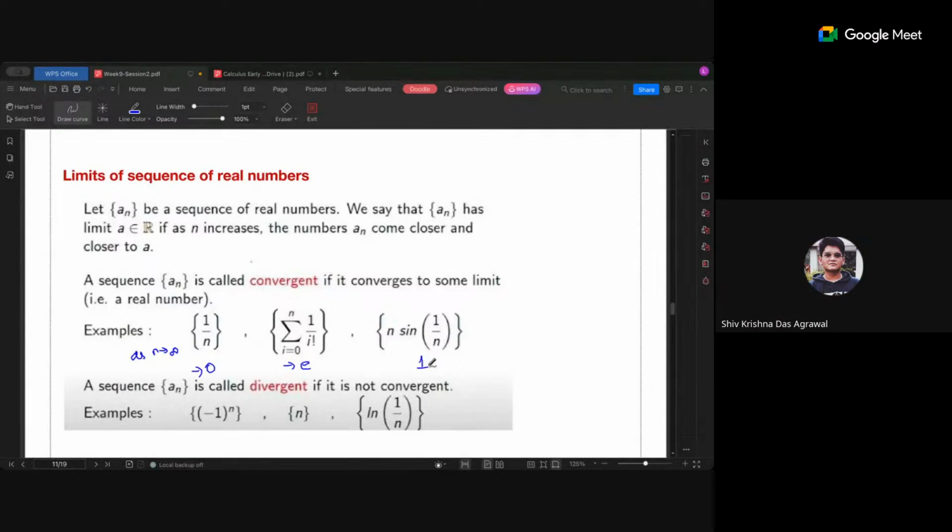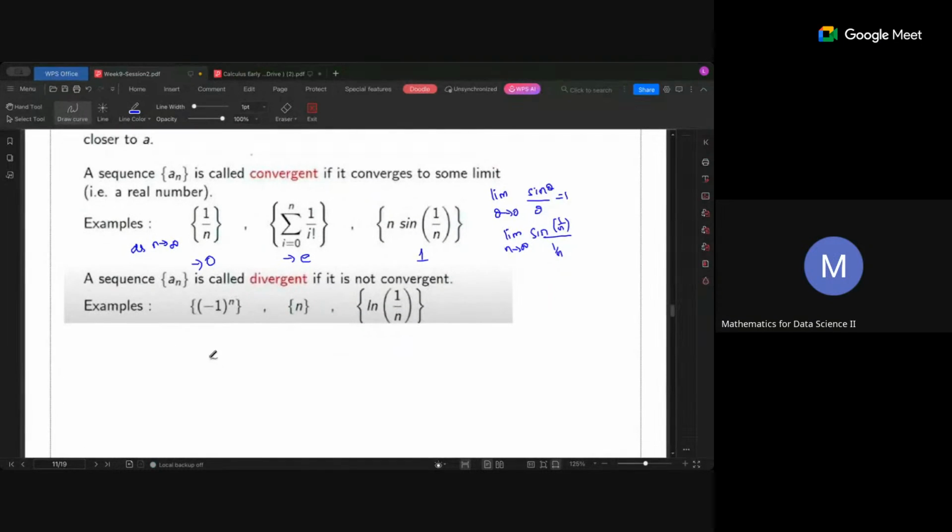Can you explain, ma'am, how it goes to 1? So usually when you have something like this, you know this rule, right? Limit as theta goes to 0 of sine theta by theta. What is this value? 1. So using a similar concept, these are one variable things. I will do it quickly, assuming you know it. Can we rewrite it in this way? Okay, ma'am. Fine.